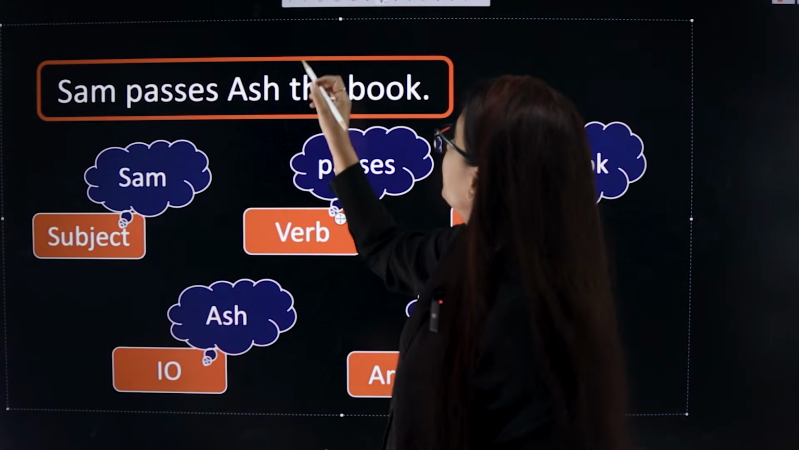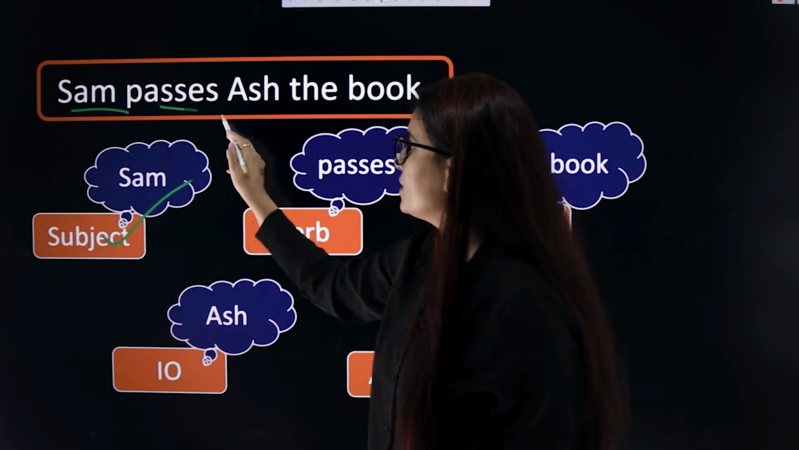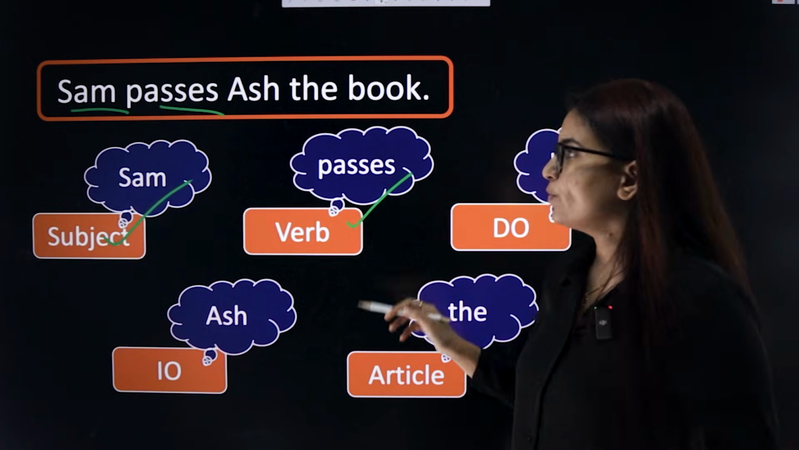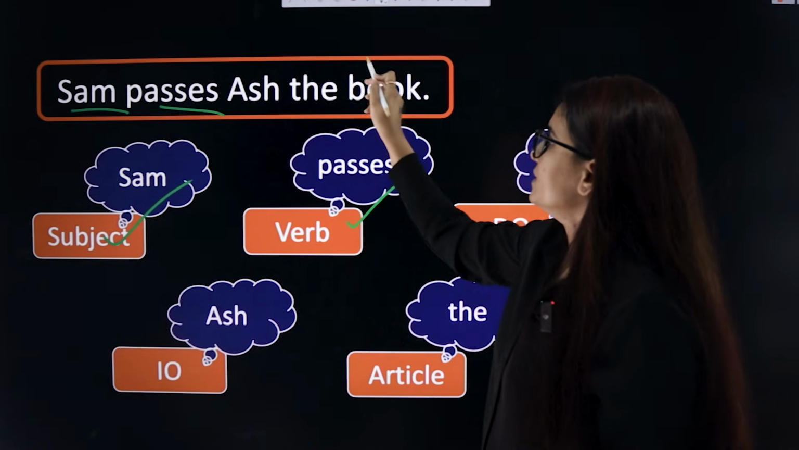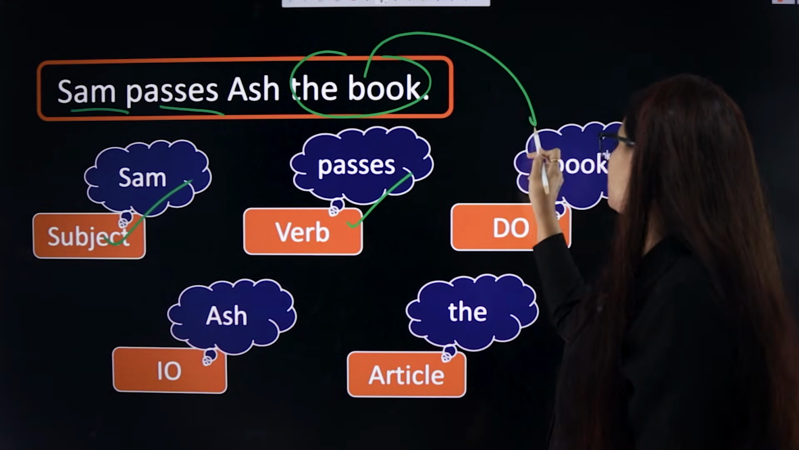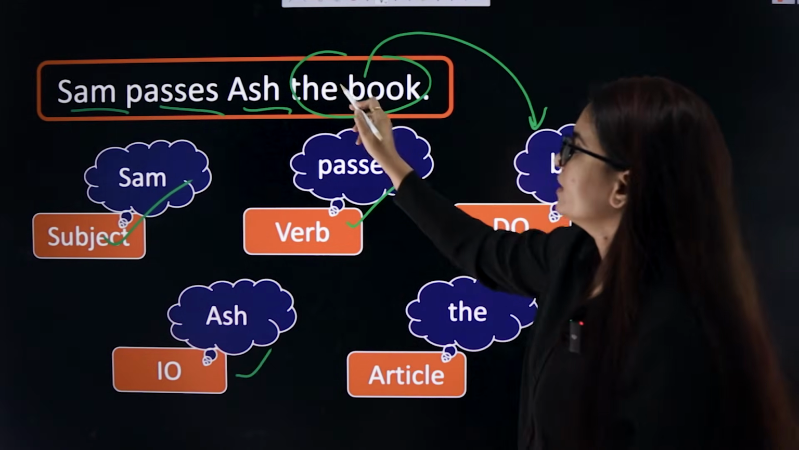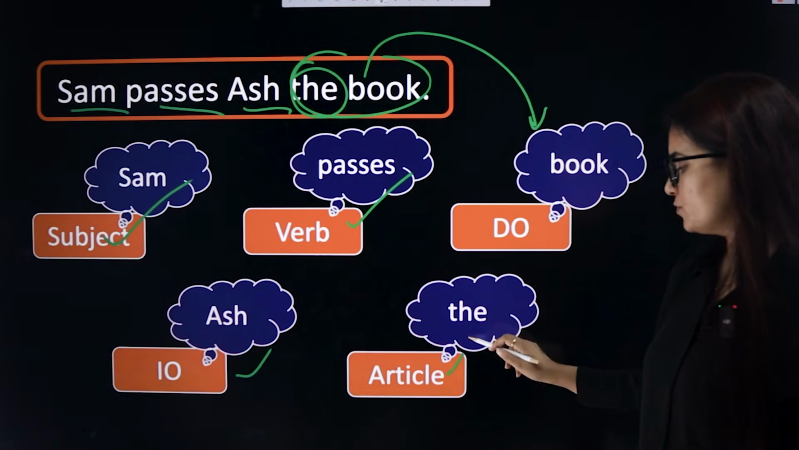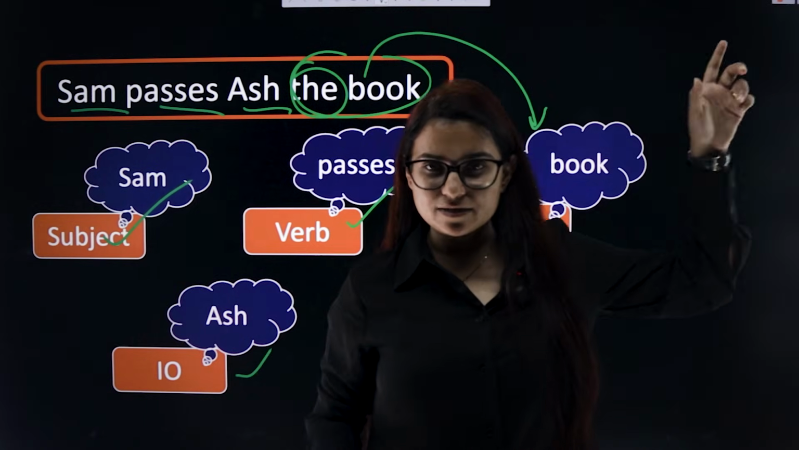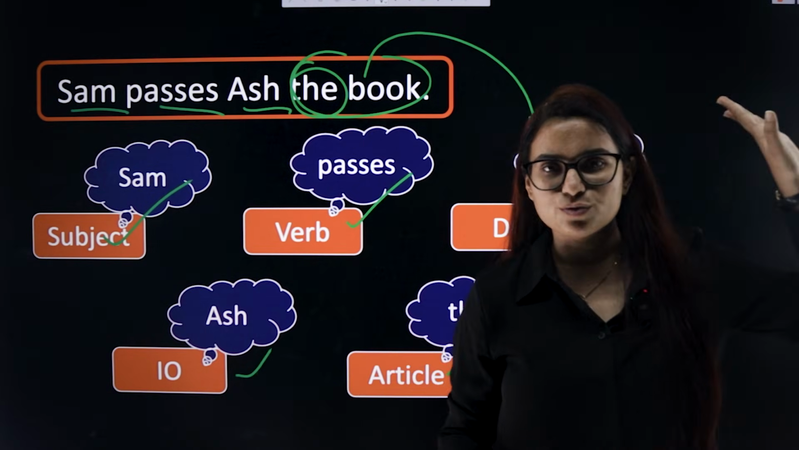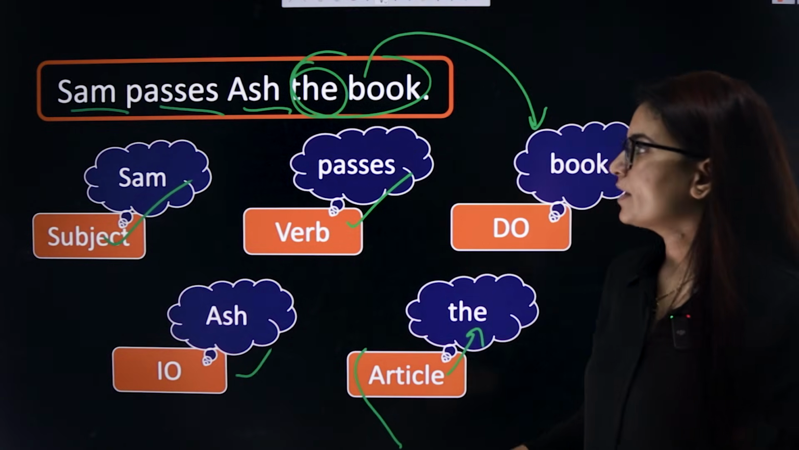Over here, we have Sam, which is a subject, of course. Then we have passes, which is a verb, very simple. On which object is the action taking place? The book. So book becomes your direct object. Who is receiving it? Ash becomes indirect object. And there is an extra word over here which becomes your article. We'll have a detailed lecture about articles in later videos. You will find the link here soon. So in the later videos, we'll be talking about articles at proper length.